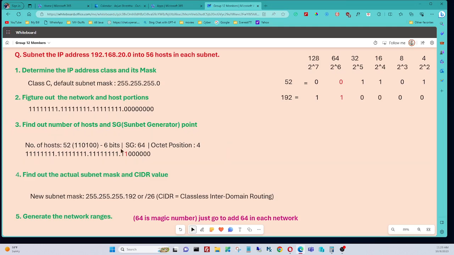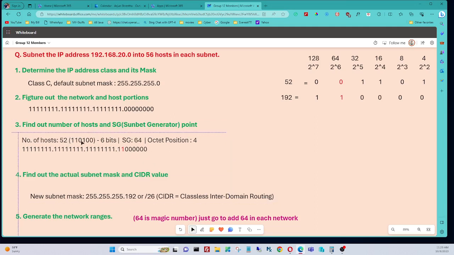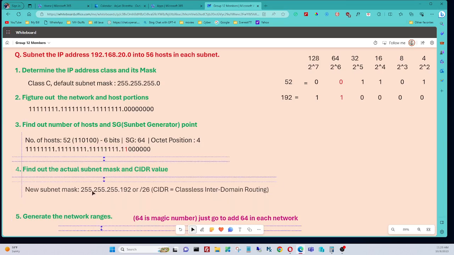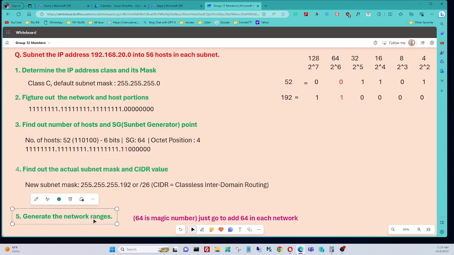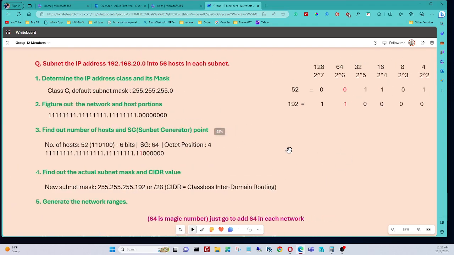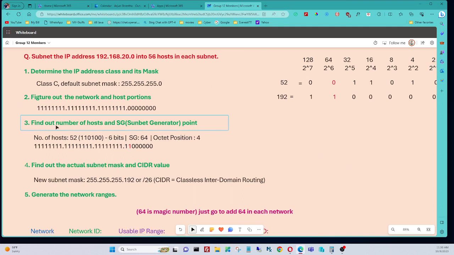So let's see. I will explain this a little bit here so it's easy for you to understand. This is the way I learned it, so that's why I just want to share this with you guys, right? So let's see. Okay, so find out the number of hosts. The number of hosts is already here, right?